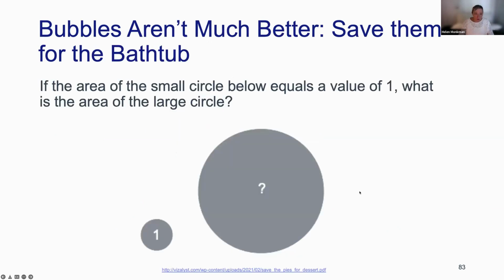So we also see a lot of bubbles, and bubbles are almost as hard for us to compare. So I'm going to encourage you to save them for the bathtub. And what I'd like you to do now, aloud or in the chat box, is tell me how many ones would fit into this larger one. How many times could we do that? What's the ratio here?